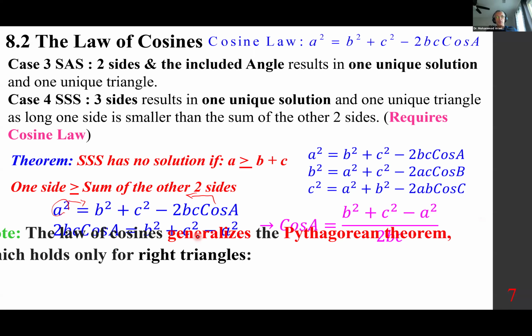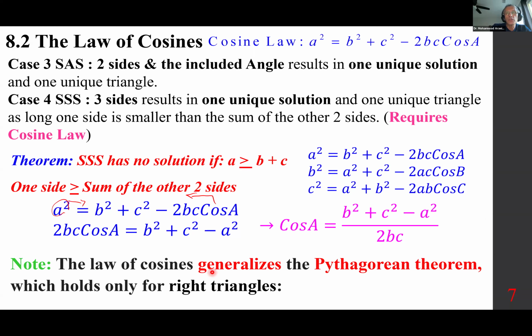Also, note the following. This is important. The law of cosine generalizes the Pythagorean theorem, which holds only for right triangles. Remember, Pythagorean theorem says A squared plus B squared equals C squared. Look at this one. If you change this angle to 90 degrees or pi over 2, cosine is 0, so that gives you the Pythagorean theorem. So this is a generalized form that works for any angle.